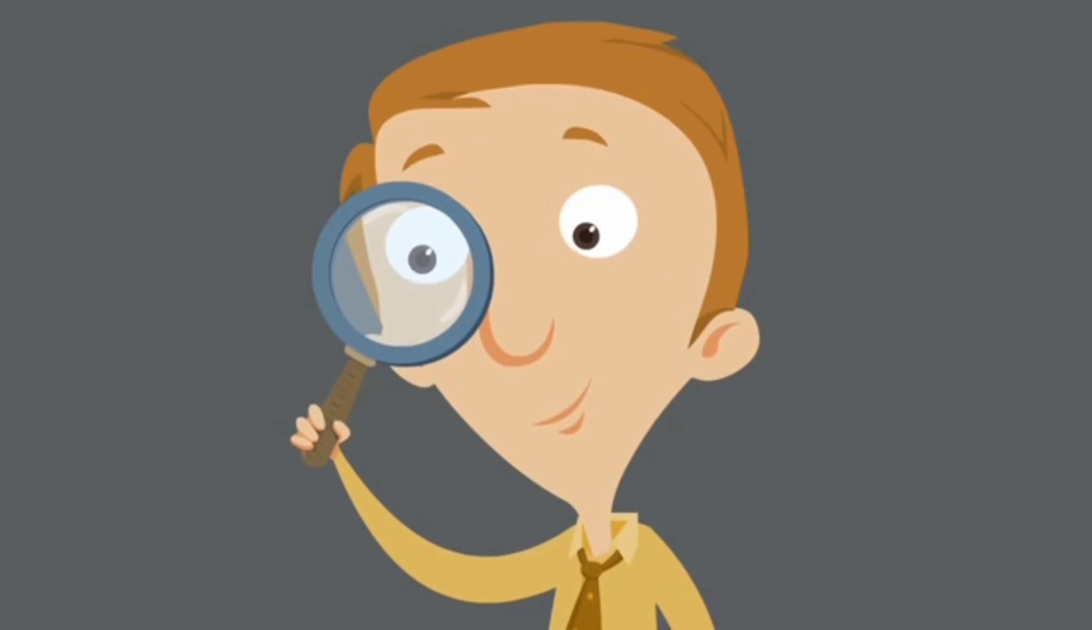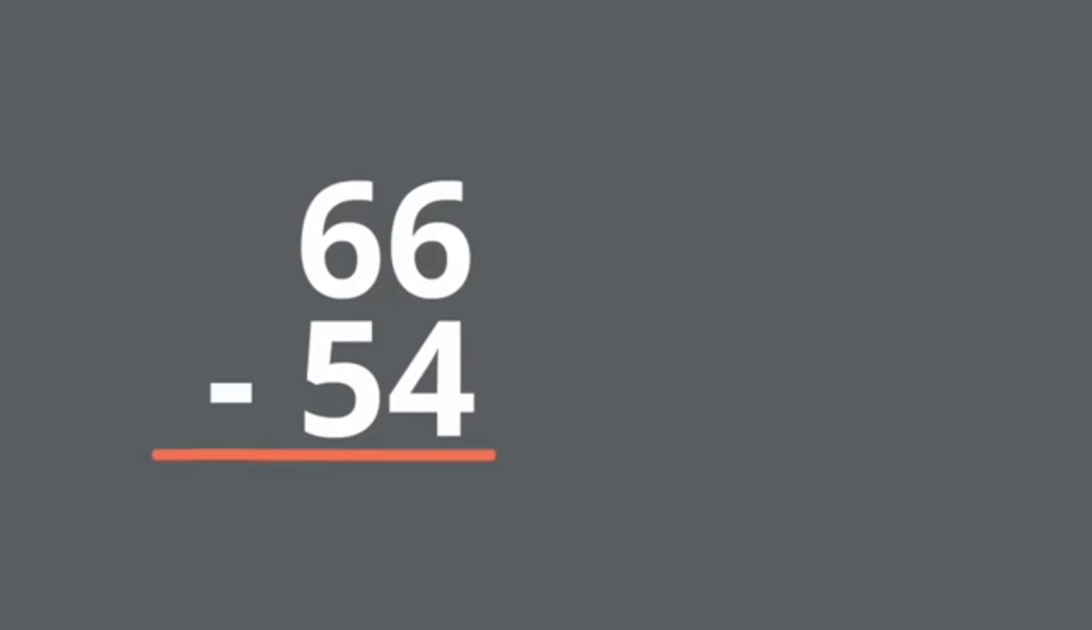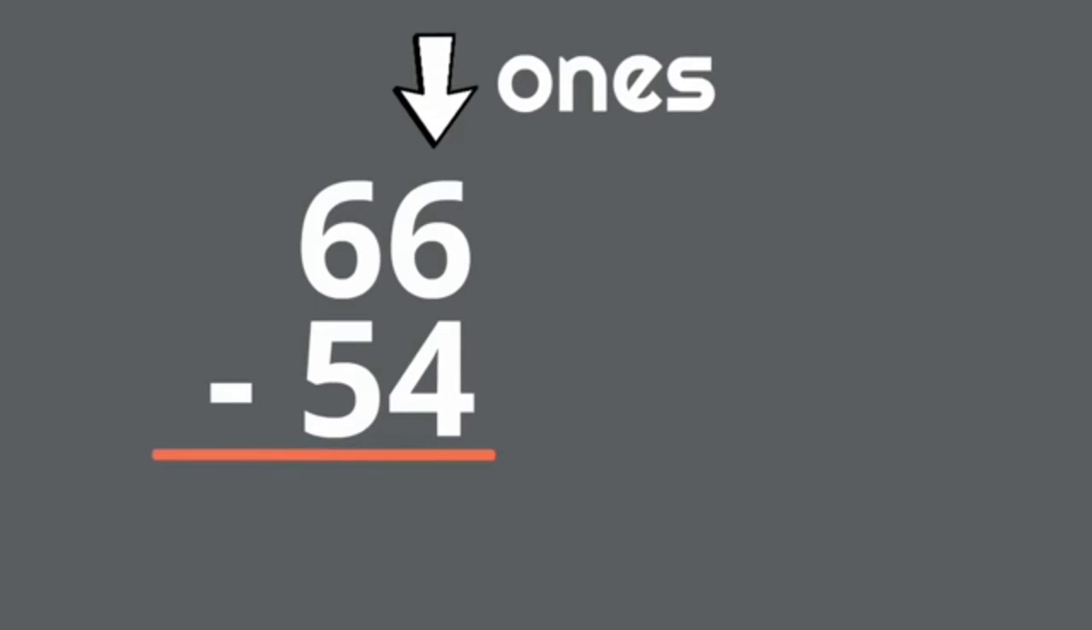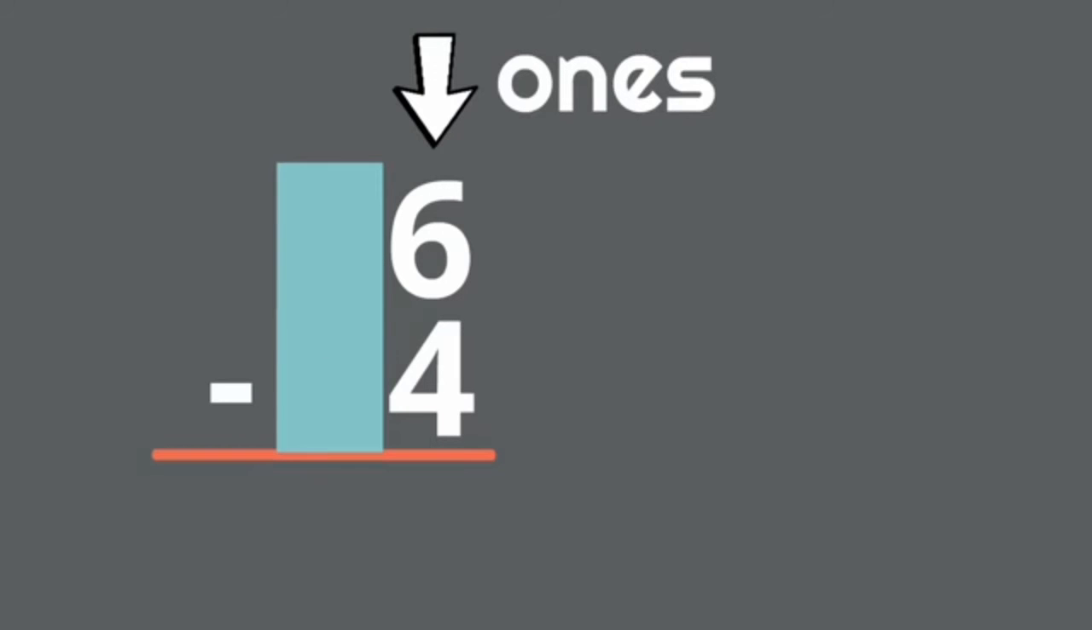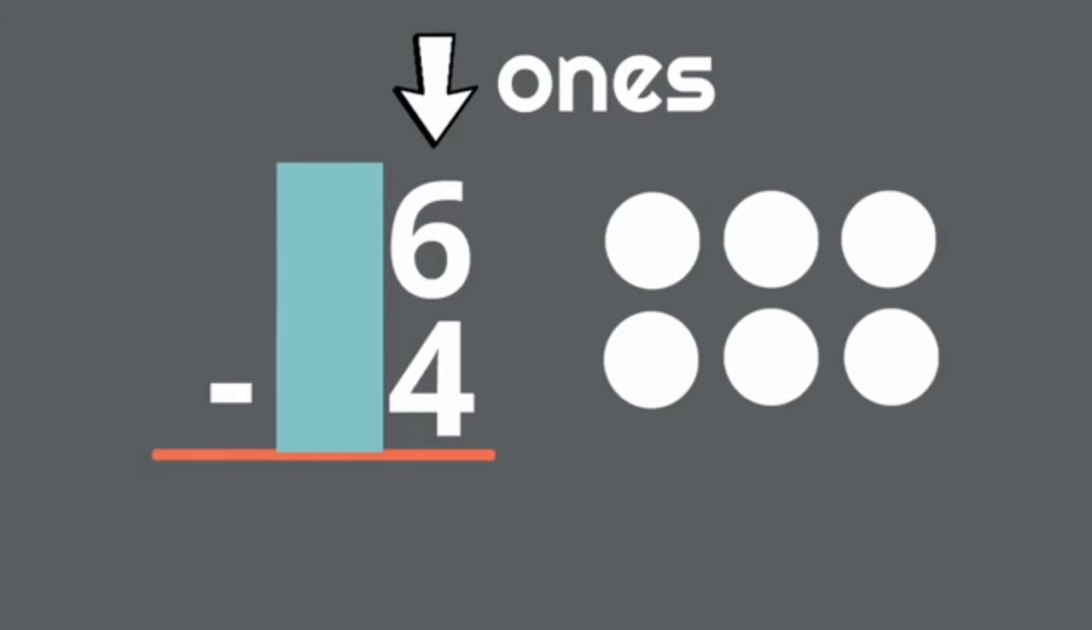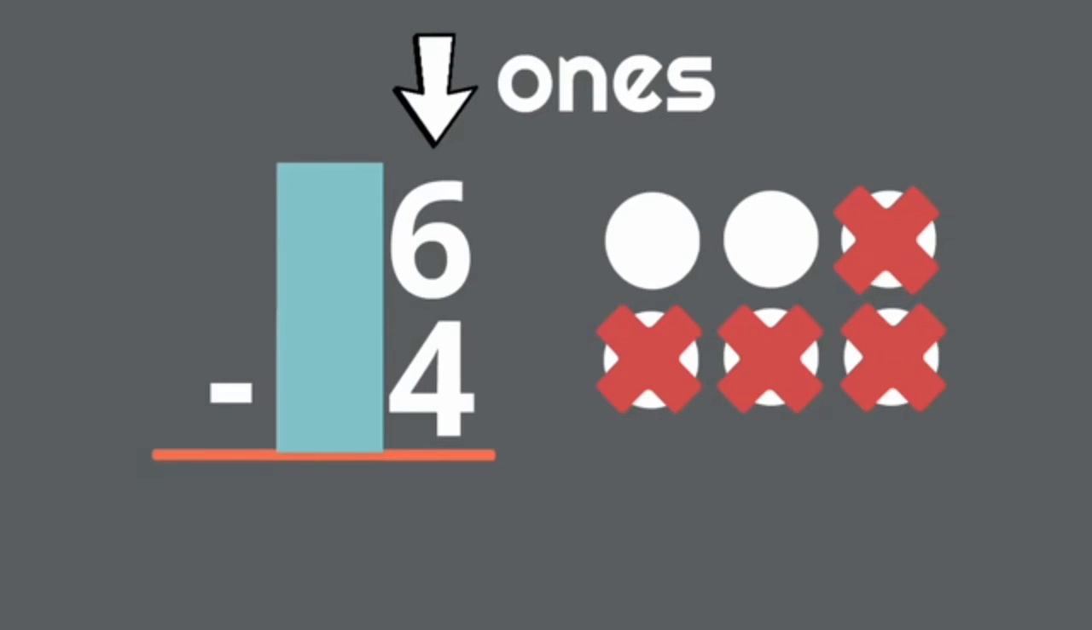Let's look at how that's done. Here is our subtraction problem again. 66 minus 54. With double-digit subtraction, all we do is break this big problem up into 2 little problems. First, we will subtract the right column, the ones. To make it a little easier, we are going to cover the tens column with this blue rectangle. Suddenly, this big subtraction problem is a really easy one. What is 6 minus 4? Do you know?